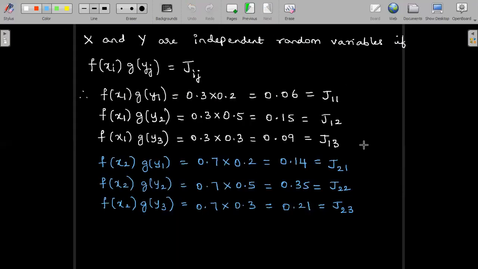So did we observe that all the values of the joint probability distribution table, jij, are exactly equal to f of xi into g of yj? For every value, if it is satisfying, then we can conclude that the random variables x and y are independent. So thus we conclude x, y are independent random variables.